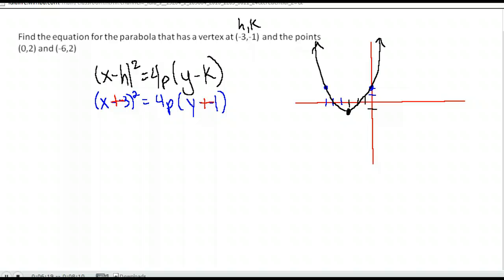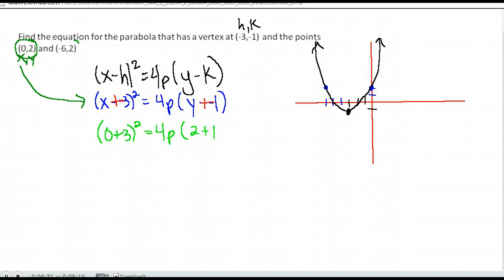Right, now to find p, we know that these points are on the parabola. So we know that it passes through either of these, both of these actually. So I just pick one, and I use their x and y value and plug it into the equation I have so far to solve for p. So we are using the point (0, 2). If you use the other point, you would get the same result. So I'm going to replace all of my x's with zeros and all of my y's with 2's. Okay, so notice I replaced my y with a 2 there and my x with a 0 there.